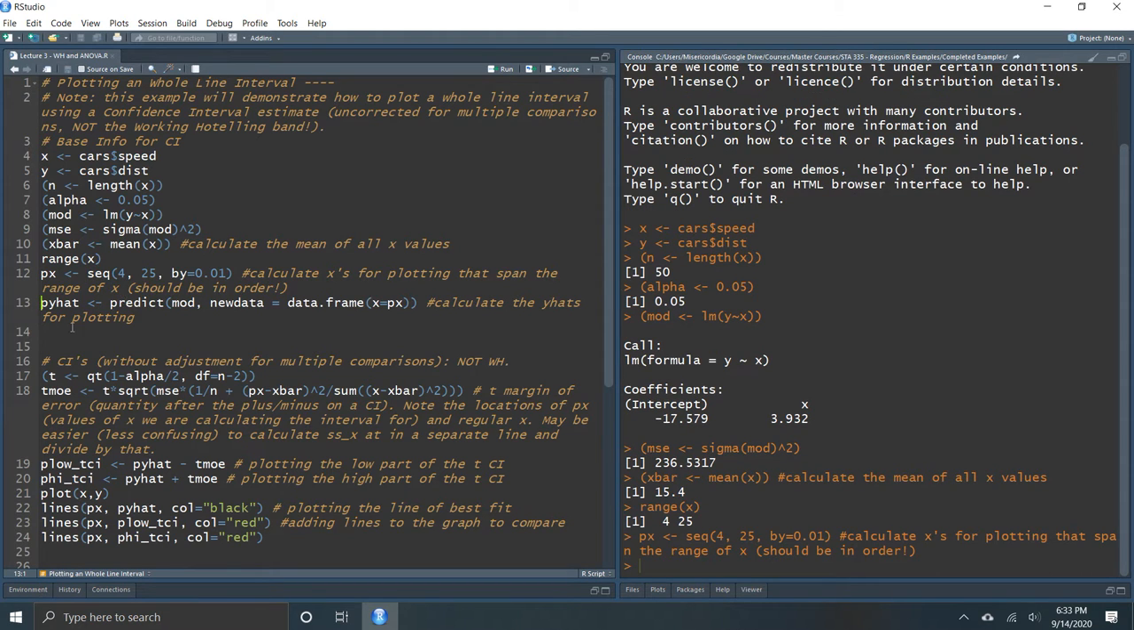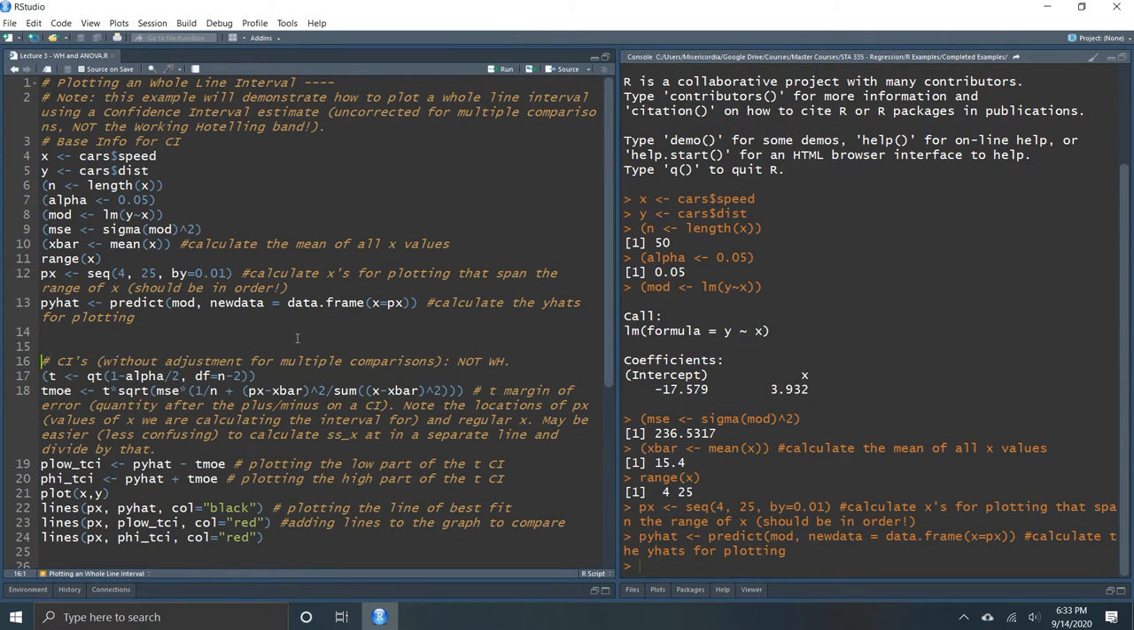Now I'm also going to do py hat. This is going to be my plotting y hats. If you remember right, when we calculate the interval, the y hat is the center of the interval. We have y hat plus or minus that critical value times the standard error. So I'm going to need all of those y hats for each one of those x values.